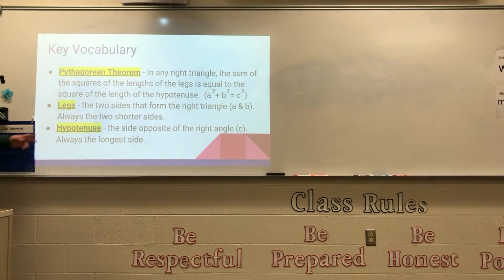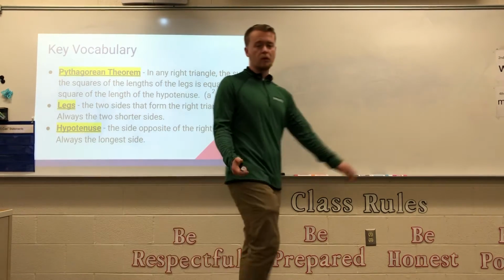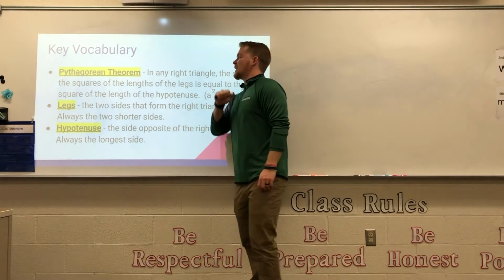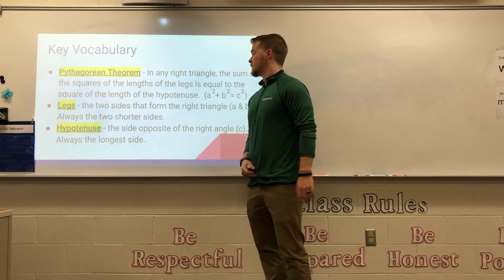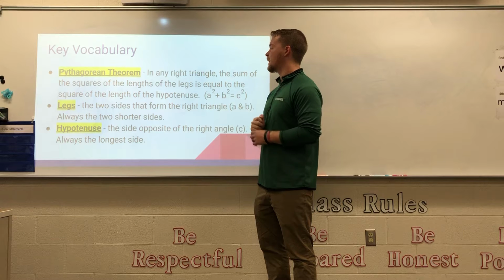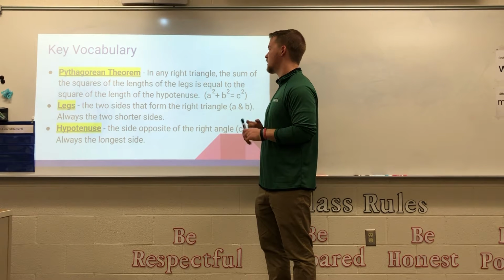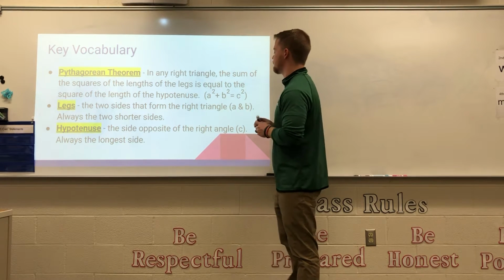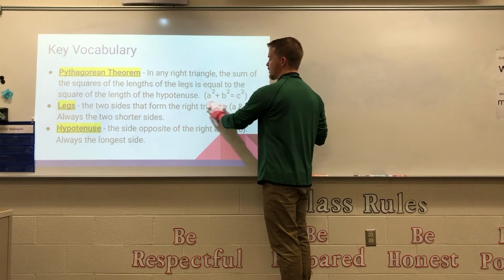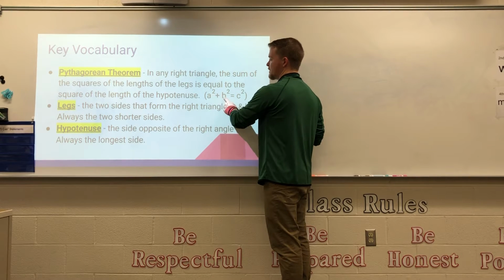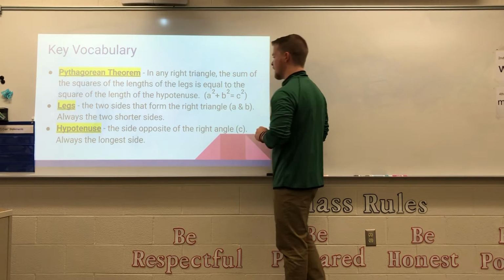The Pythagorean Theorem will be used quite a bit, especially as you move forward in math, once you get to geometry and that type of stuff. It says the Pythagorean Theorem has to do with right triangles. It has to be a right triangle. In any right triangle, the sum of the squares of the lengths of the legs is equal to the square of the length of the hypotenuse. This right here is your equation for basically what all that means. So this is the main thing you need to know: A squared plus B squared equals C squared.